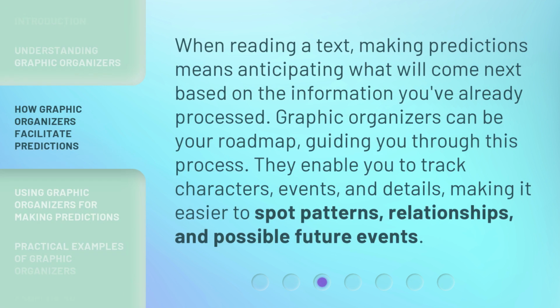When reading a text, making predictions means anticipating what will come next based on the information you've already processed. Graphic organizers can be your roadmap, guiding you through this process. They enable you to track characters, events, and details, making it easier to spot patterns, relationships, and possible future events.